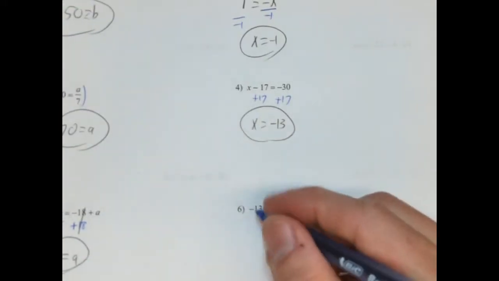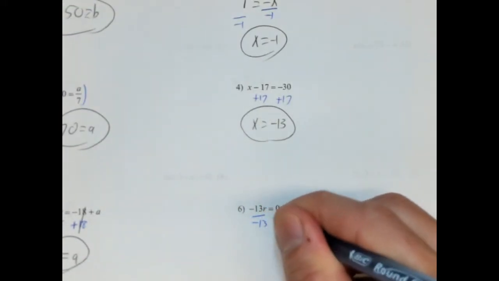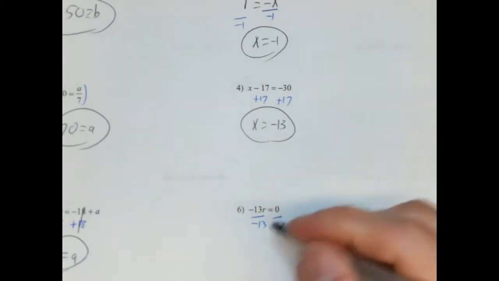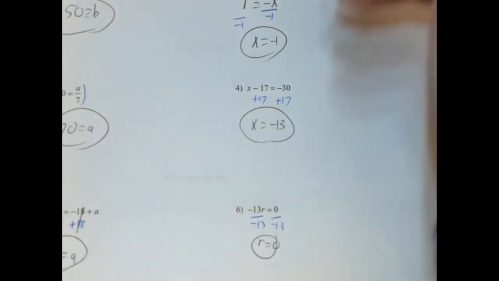Here we have negative 13 times r equals 0, so we're going to divide by that coefficient, which is negative 13, and r would be equal to 0. Oh, sorry. There we go.